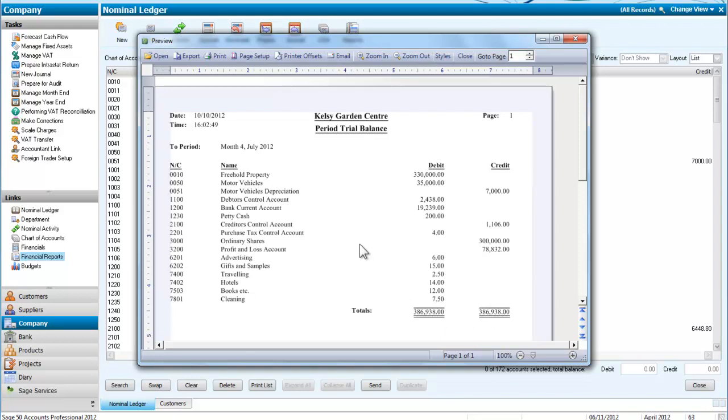So that's the trial balance, probably one of the most frequently used of all the reports. And remember, debits will equal credits, total debits equal total credits. And always check to make sure there's nothing in a suspense account. If there was, it would appear down here.